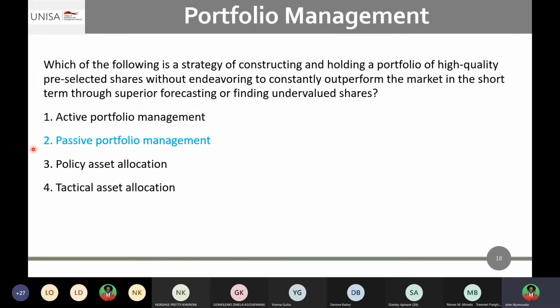Okay, so ladies and gentlemen, this is passive. Remember I said active, you are buying and selling, but passive, you buy and hold. So the moment they say holding, you should know that it's passive. And without endeavoring to outperform the market. Now you should do better in the next question.